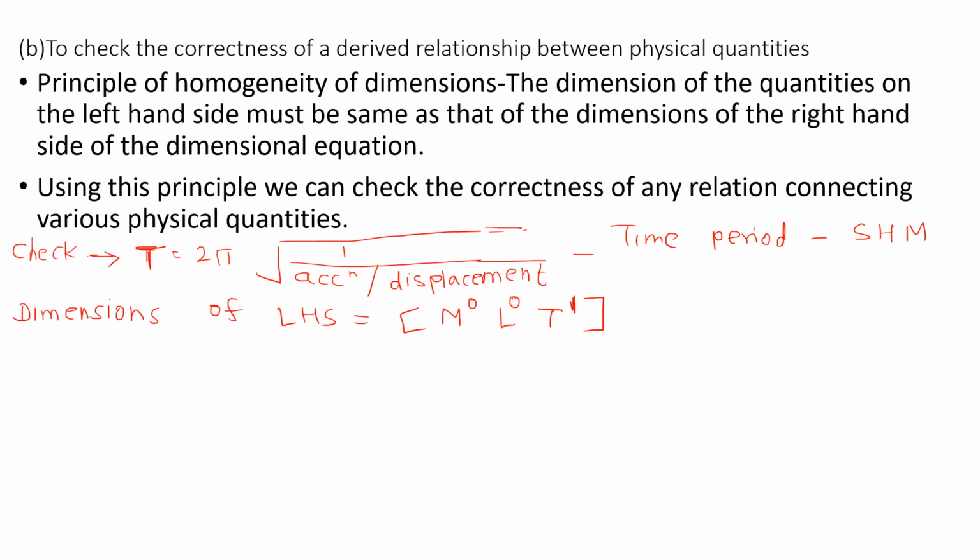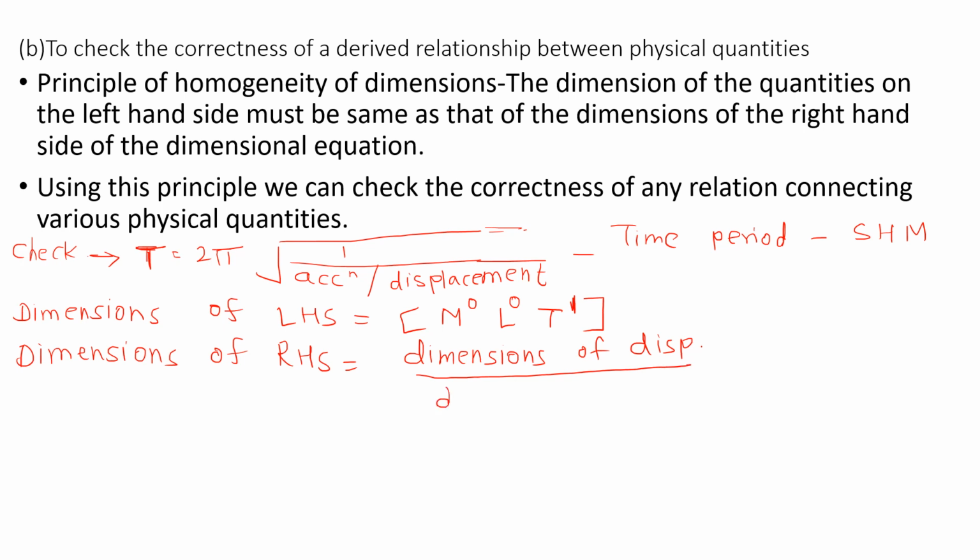So now we will obtain the dimensions of RHS. 2 pi is a dimensionless quantity, right? 2 pi. And then square root of 1 upon acceleration upon displacement. So what I can write is, it is the dimensions of displacement divided by the dimensions of acceleration, raised to 1/2, because this is all in square root.